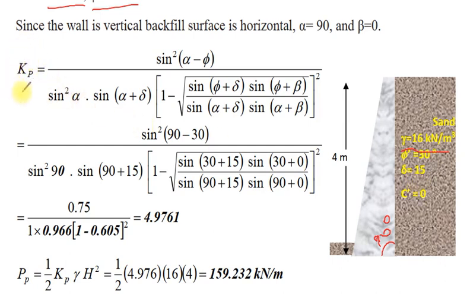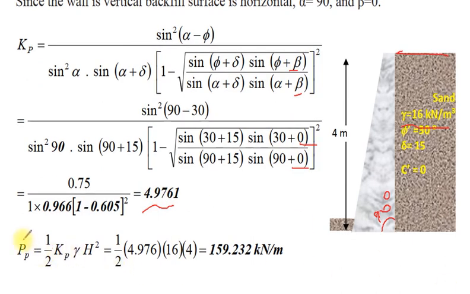First, compute the coefficient of the passive lateral earth pressure based on Coulomb theory, which is equal to sine square alpha minus phi, where alpha equals 90, phi equals 30, and beta equals 0 since the backfill surface is horizontal. Kp will be equal to 4.97.